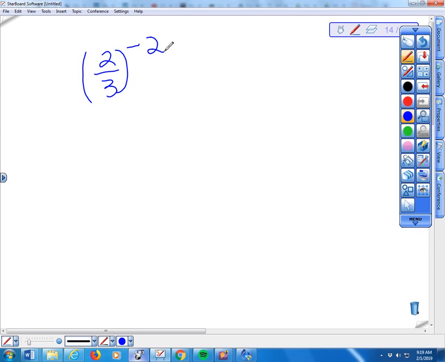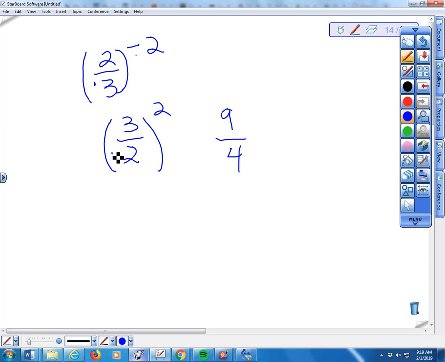So if I flip this and make it positive, what's 3 squared? Wait a minute, why didn't you move the 2 to the... I did. I moved it to the bottom. I flipped it. Negative means flip it to 3/2.